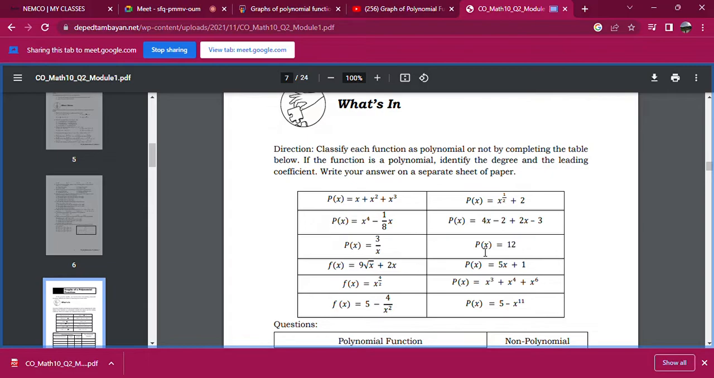If the degree is 3? Cubic, ma'am. If 4? Quartic, ma'am. And 5 is quintic, ma'am. Okay. From 6 and above, we can just say it is a polynomial.